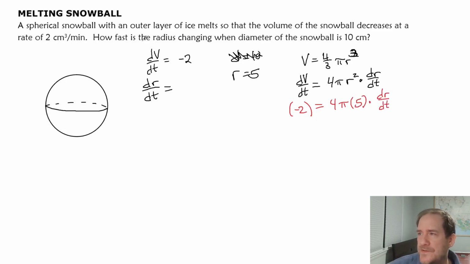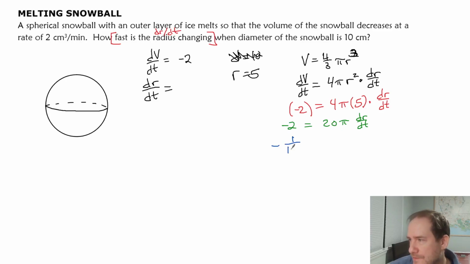It says how fast is the radius changing. That means we're solving for dr/dt. All right, so this is a negative 2 that equals 20 pi times dr/dt. So to solve for dr/dt, just divide. And 2 over 20 pi would end up being 1 over 10 pi. And that's dr/dt.